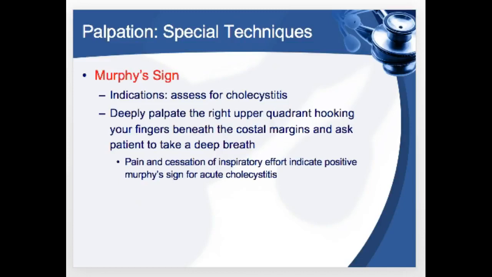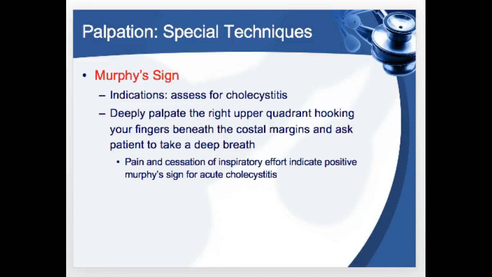Murphy's sign. This is a special technique that assesses for cholecystitis, or inflamed gallbladder. You palpate deeply in the right upper quadrant, hooking your fingers beneath the costal margins and asking the patient to take a deep breath. So it's very similar to your assessment of the liver. You do the exact same thing as you would if you were assessing for the liver.